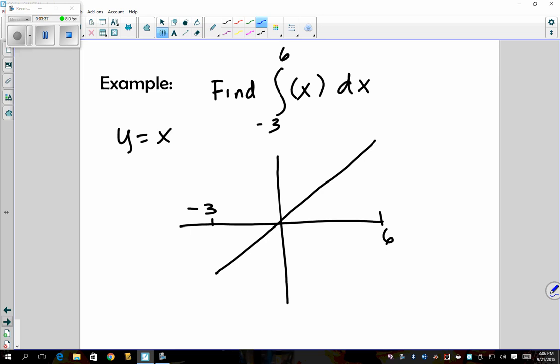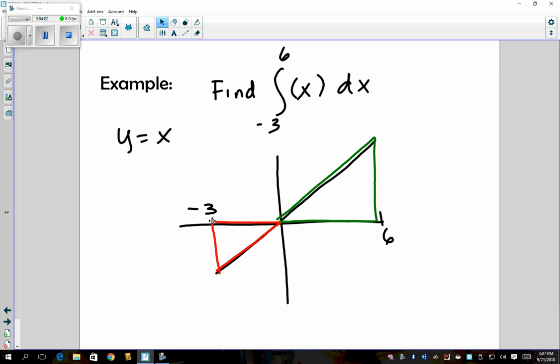Here we're given the function y equals x, and we're asked to find the area under the curve from -3 to 6 of x with respect to x. So when I'm looking at this, I notice that I kind of have 2 triangles. So I have this first red triangle, and then I have this second green triangle.